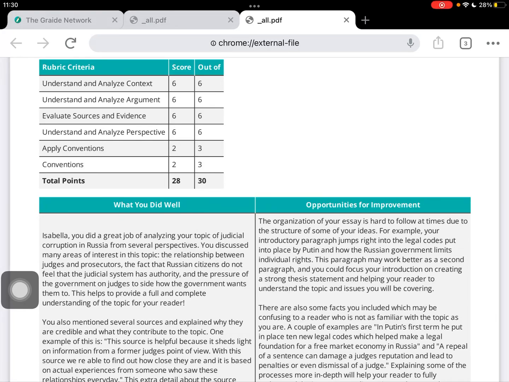Okay, students, today we are going to take a look at how to make sense of the feedback from the Grade Network. So there's two different types of feedback that we're going to be taking a look at today. The first one is this score sheet.